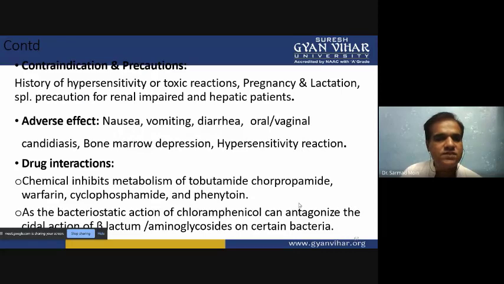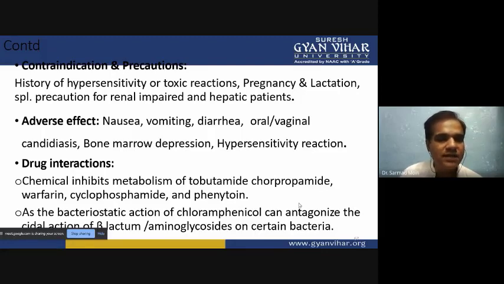Contraindications and precautions: we will see history of hypersensitivity, toxic reaction, pregnancy and lactation, and precaution for renal impaired and hepatic patients. We should not give chloramphenicol and tetracycline. If you see the reaction, effectiveness, mechanism, precautions, and side effects, these are all the same for tetracycline and chloramphenicol.